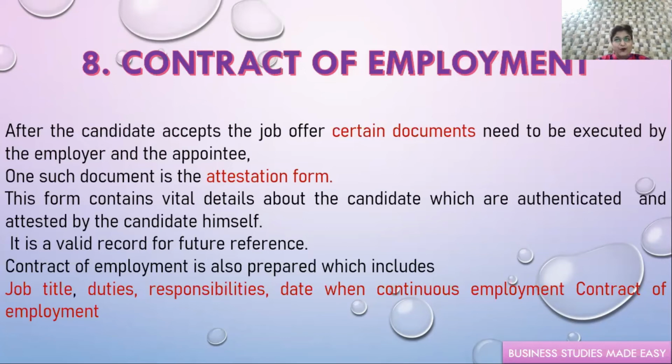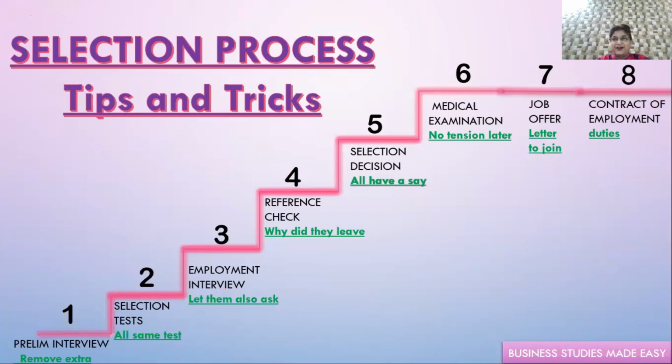So the title that you're going to hold will be informed to you, the duties, responsibilities that go along with the job, the date of continuous employment, how long are you going to be ad hoc, then temporary, and then permanent, and how your contract is going to be terminated. Every detail that is required to be told will be there in the contract of employment. So this is the selection process.